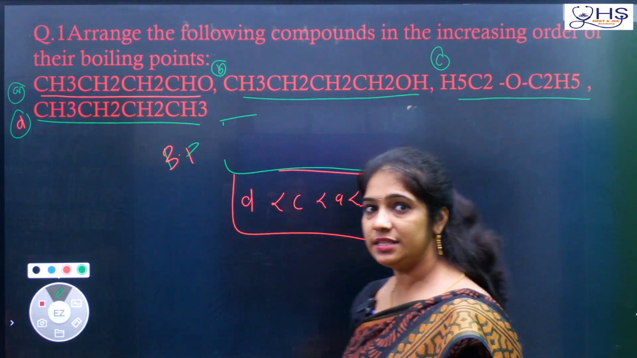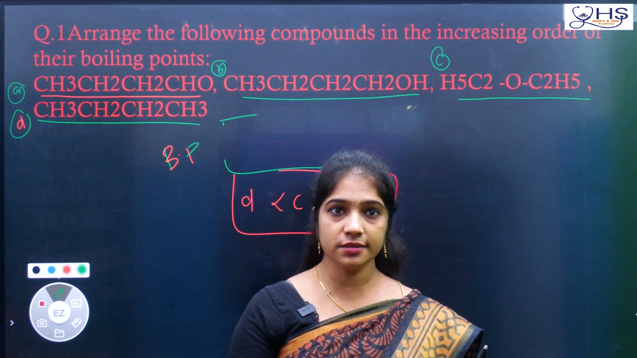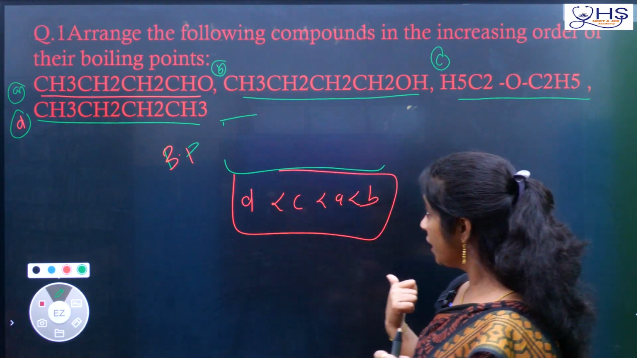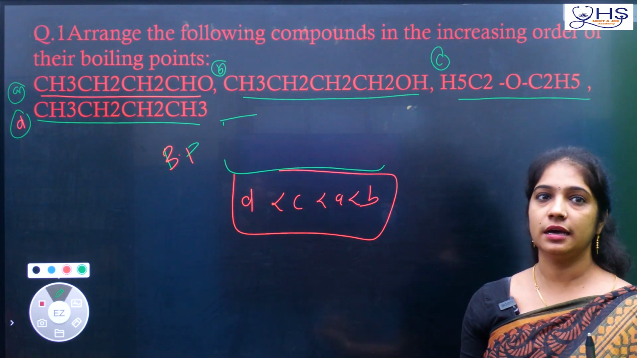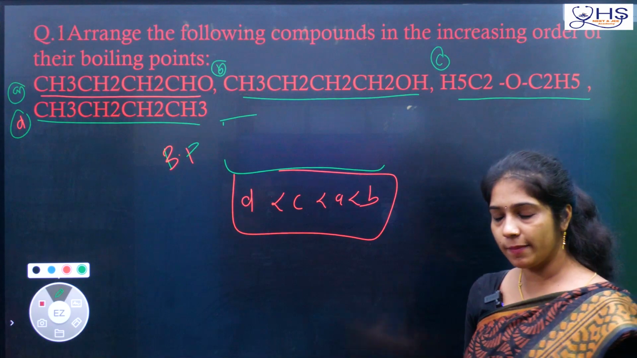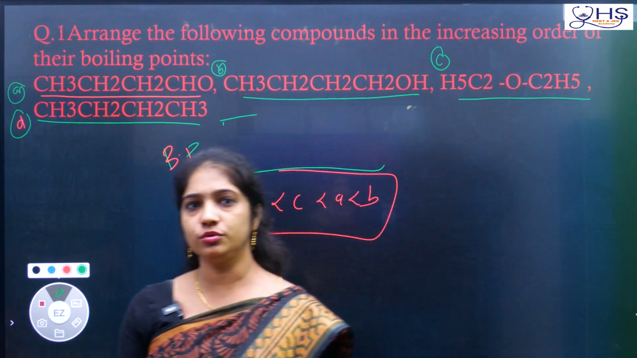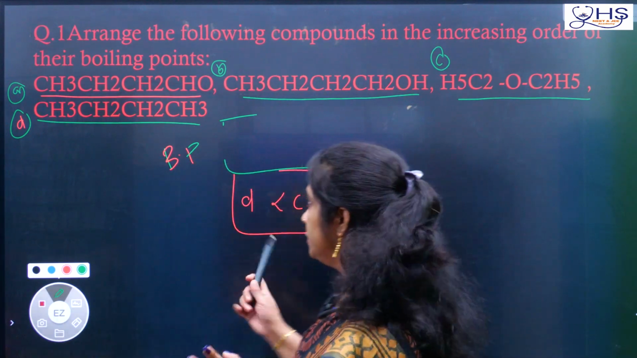So very easily you remember the order: carboxylic acid, alcohol, amines, then ketone, aldehyde, and ether, and then alkane. And these compounds should have comparable molar mass. Comparable means almost the same, just 1 or 2 difference, but approximately the same molar mass. Then this order will hold.